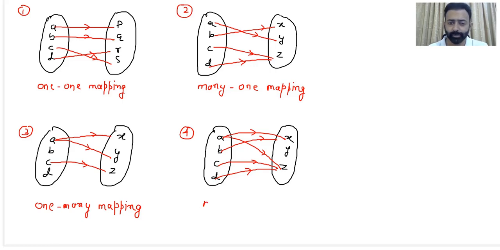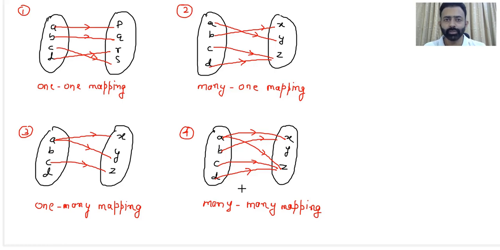So this type of mapping is many to many, where there are multiple inputs for a single output or vice versa, multiple outputs for a single input. Okay, so these are the types of mapping.